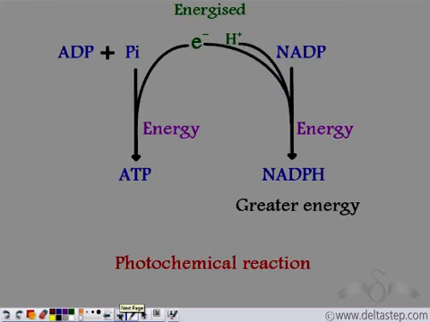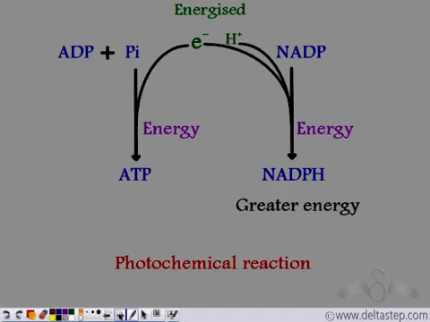Now, energy in the form of electrons is used to bind an inorganic phosphate in the cells to adenosine diphosphate or ADP to form highly energized adenosine triphosphate or ATP, which stores energy.